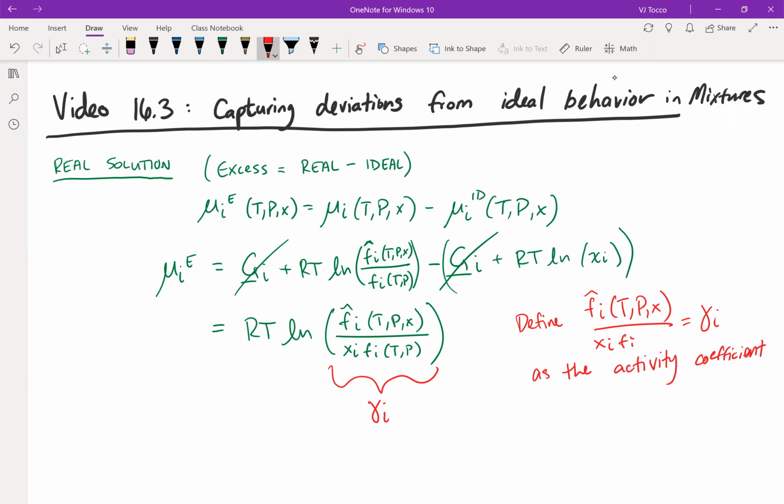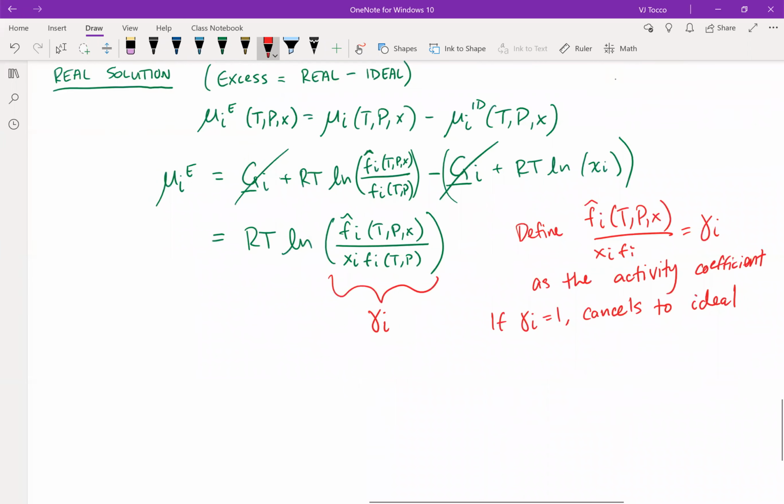I introduced this already too, but remember in the modified Raoult's law, if gamma_i is equal to 1, it cancels back to the ideal case. So in this equation, if I've got ln of 1, that is 0, which makes this entire term 0. And I've got the excess chemical potential is 0, meaning that the real chemical potential is equal to the ideal chemical potential. All right, so that is the ideal solution.